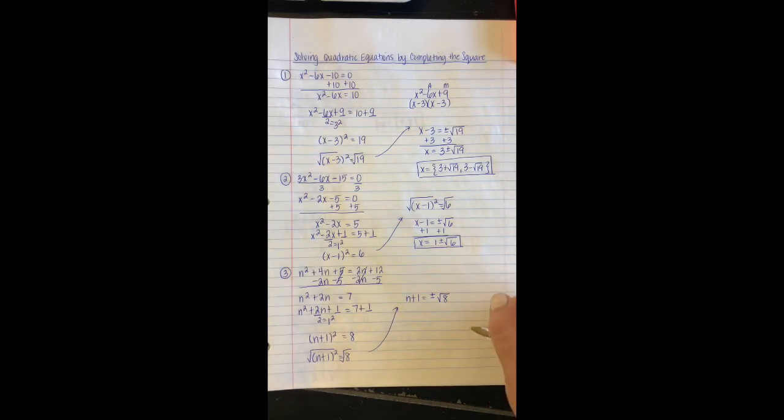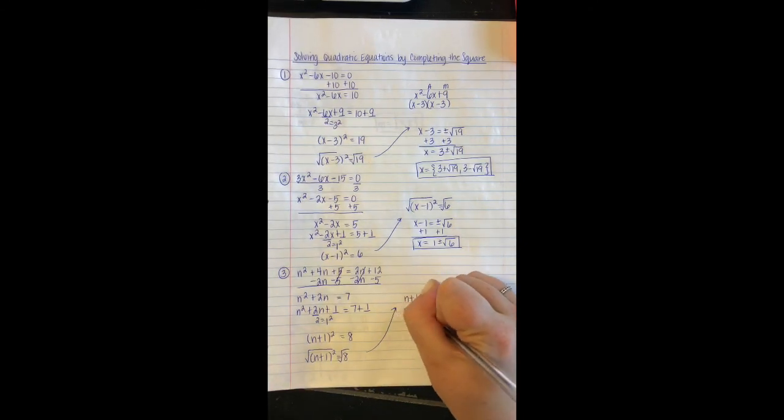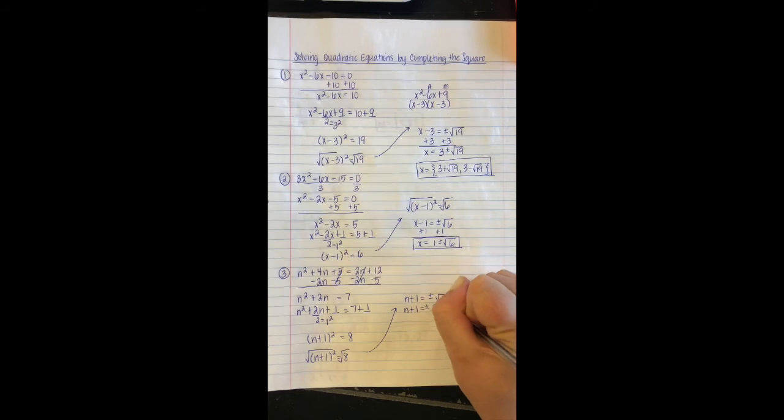I would suggest that you break down radical 8. Again, we're going to talk a little bit more about breaking down radicals in one of our future lessons, but just for now, 8's not too big. 8 is really the same thing as 4 times 2. 4 being the perfect square means that you'll put a 2 on the outside and you'll leave this 2 left over underneath. So I get n plus 1 equals plus or minus 2 radical 2, minus 1 from both sides.